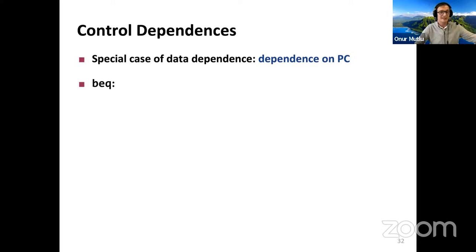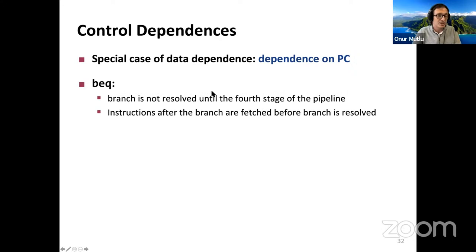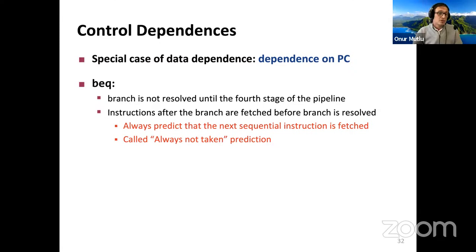Remember the BEQ, branch equal? This branch is not resolved until the fourth stage of the pipeline in our pipeline design. We did talk about it briefly, and I will show you more. But basically, instructions after the branch are fetched before the branch is resolved, assuming you keep incrementing the PC. So we're always predicting that the next sequential instruction is fetched. We're assuming implicitly that the branch is always not taken when we fill the pipeline. But this is not always true, right?